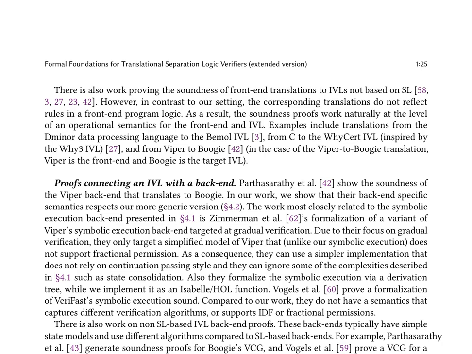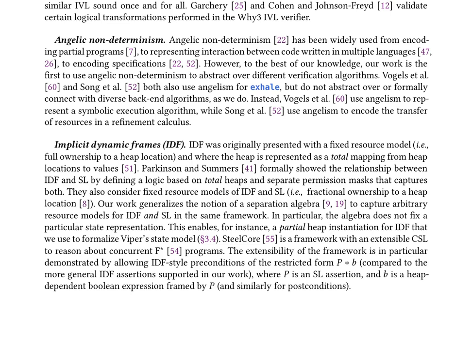As a consequence, they can use a simpler implementation that does not rely on continuation passing style, and they can ignore some of the complexities described in section 4.1 such as state consolidation. Also, they formalize the symbolic execution via a derivation tree, while we implement it as an Isabelle/HOL function. Vogels et al. prove a formalization of VeriFast symbolic execution sound. Compared to our work, they do not have semantics that captures different verification algorithms, or supports IDF for fractional permissions.